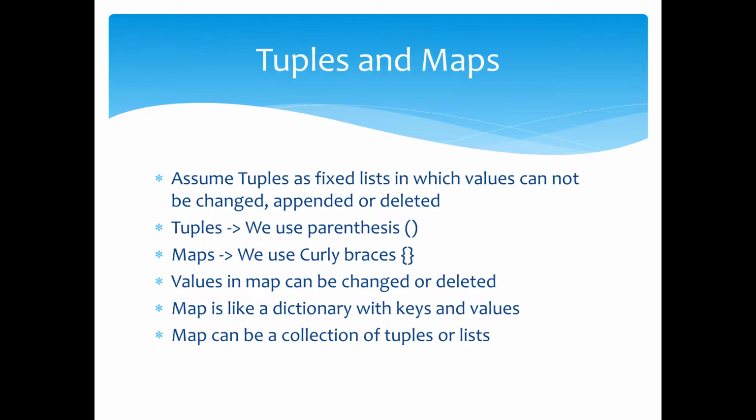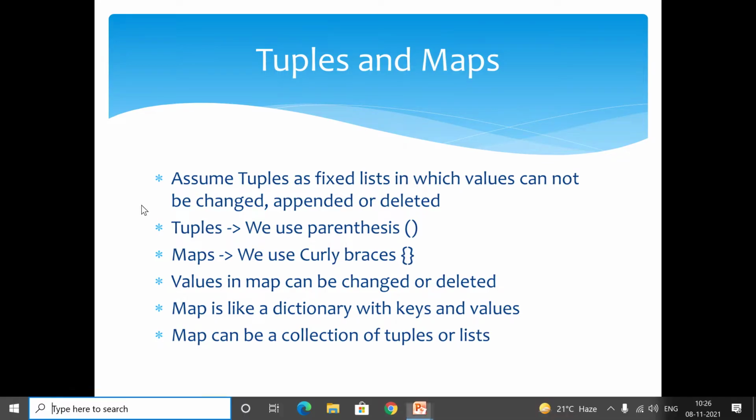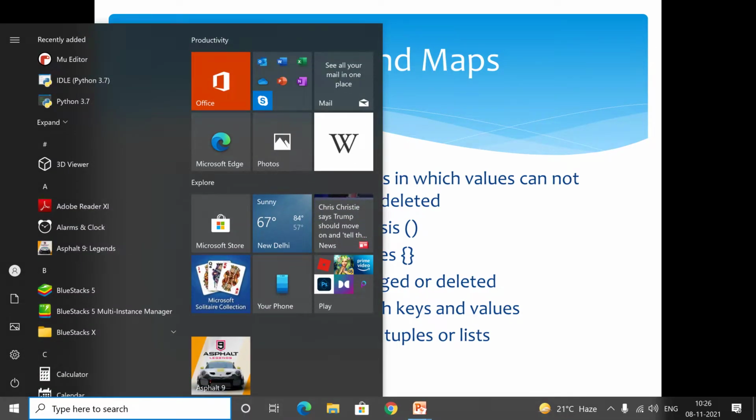In maps we use curly braces. Values in a map can be changed or deleted. A map is like a dictionary with keys and values. A map can be a collection of tuples or lists. Now I will make a map on movies.